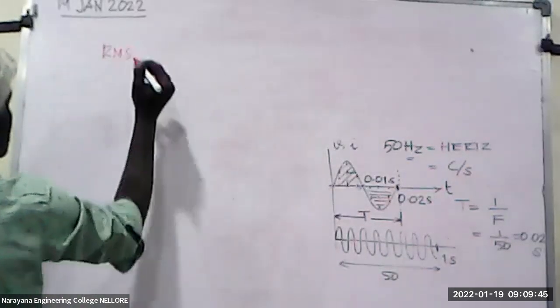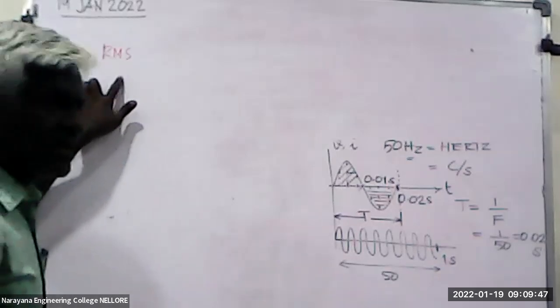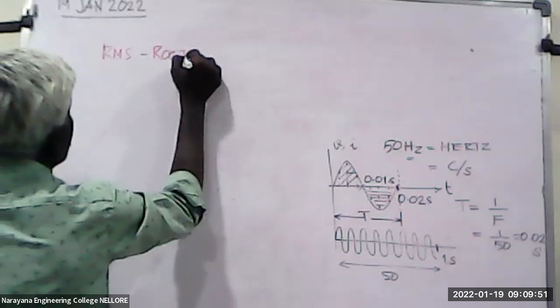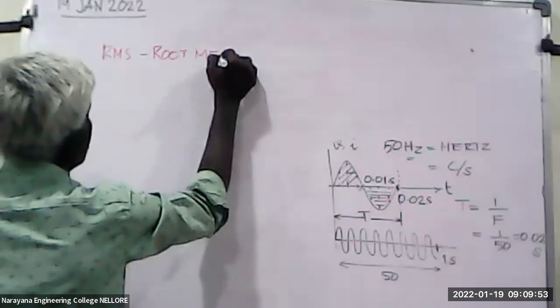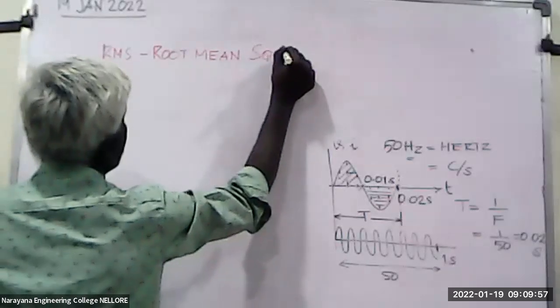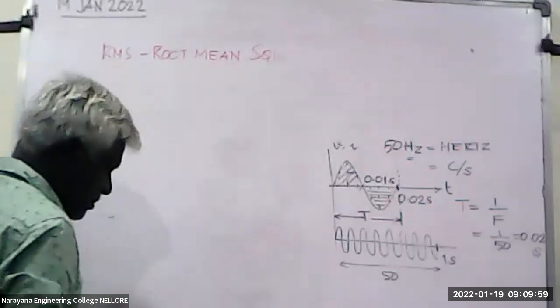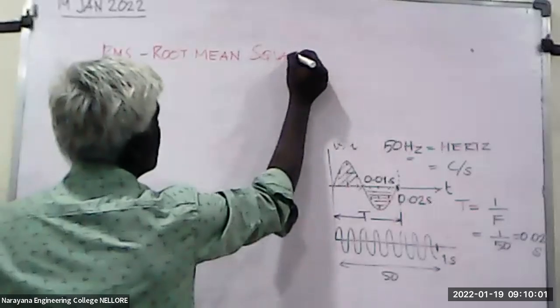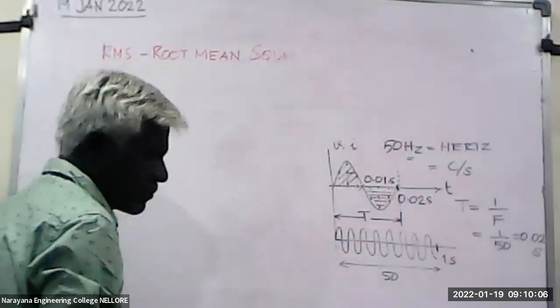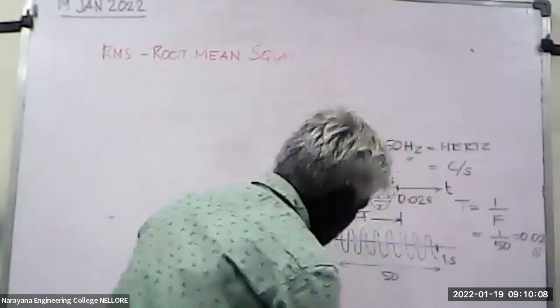The red color is visible. Is the color okay? Is it visible, please? Yes, sir. Okay, thank you.